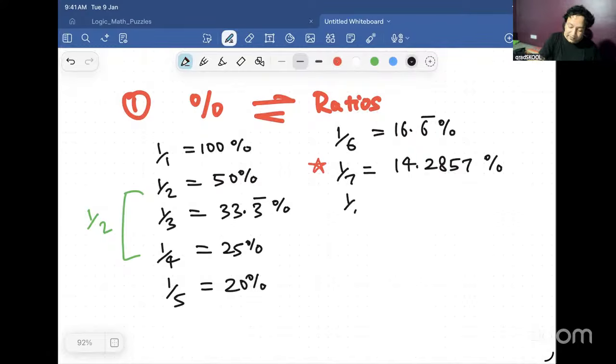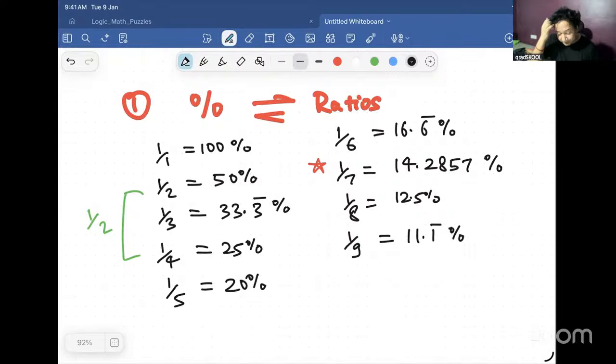Then we have 1 by 8, which obviously is half of 1 by 4. So this will be 12.5%. 1 by 9 will be equal to 11.11%. So basically put a bar on 1 because it keeps on repeating again. Then comes 1 by 10. No prize for guessing this one. It'll be 10% only.